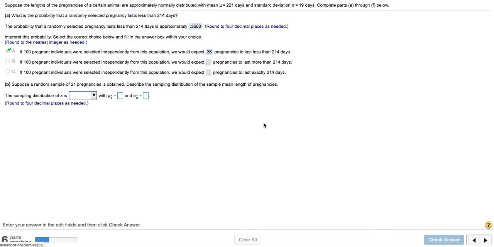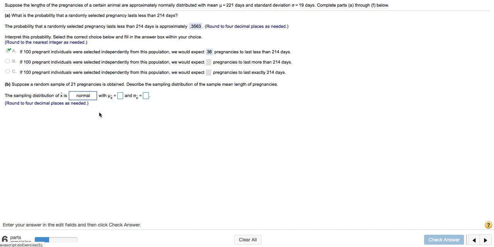But it goes on to say, well, that's if we just selected one at random. But what if we chose 21 at random and looked at the mean of those 21? Could we ask a similar question about the probability? If you want to use the normal distribution to do so, you'd have to know that the sampling distribution is itself normal. Because we started with a normal distribution, it is a fact that the same must be true for the sampling distribution.